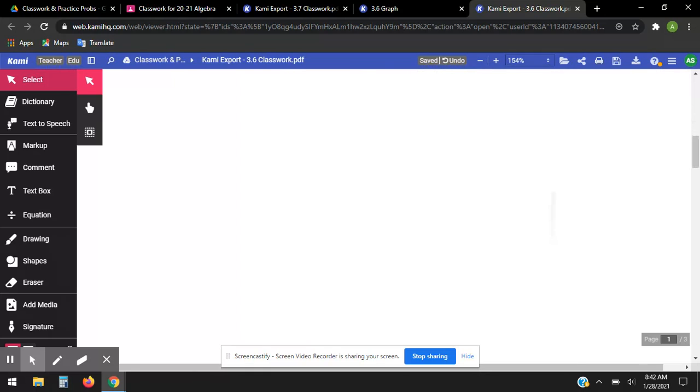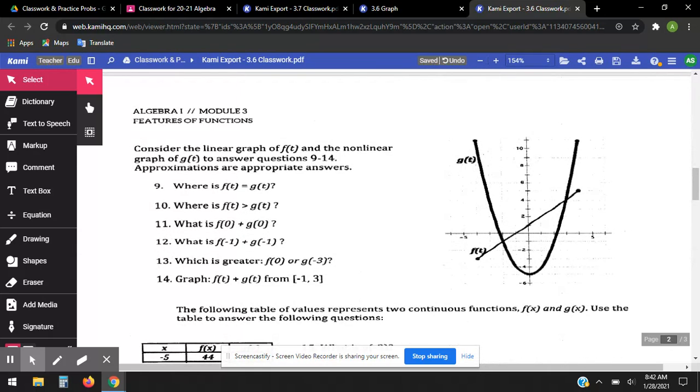All right, so that's our first set of questions. Let's analyze this graph here. All right, so for 9, consider the linear graph f of t, so that's this guy right here, and the nonlinear graph of g of t. So we have a linear graph and a nonlinear graph. We haven't talked about what kind g of t is.